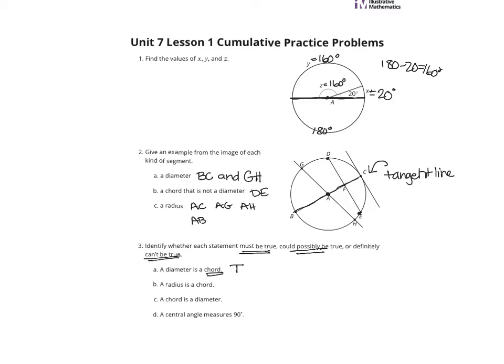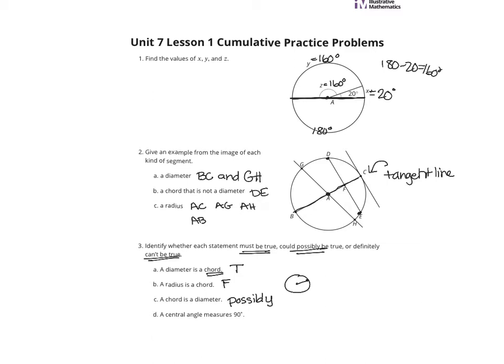A radius is a chord. No, that's false. I'm picturing a radius. It goes from the center to my circle, so it does not have its endpoints on the circle. One of the endpoints has to be the center. A chord is a diameter. Well, this is a possibly. I mean, you could have chords that are not diameters, so it's possible.